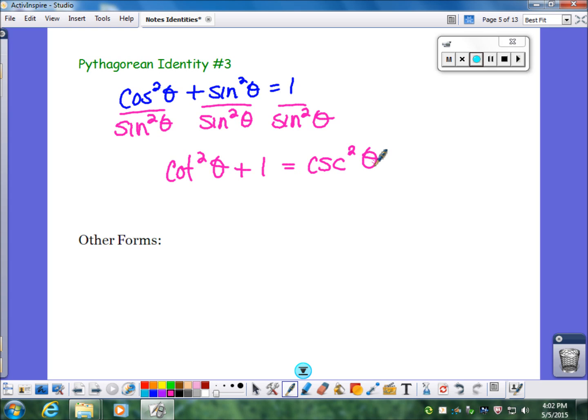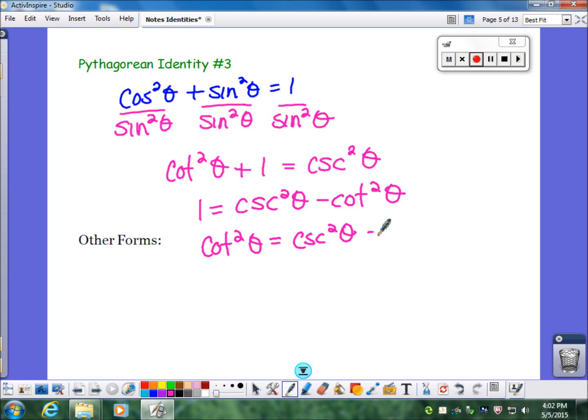So let's look at the other forms. Here again, I can subtract my cosine squared theta and get cosecant squared theta minus cotangent squared theta. I can subtract the 1 and get cotangent squared theta equals cosecant squared theta minus 1. So three different forms of the same identity. Those are all the identities we're going to deal with this year. There are other identities, double angle, half angle identities, that you'll talk about next year.